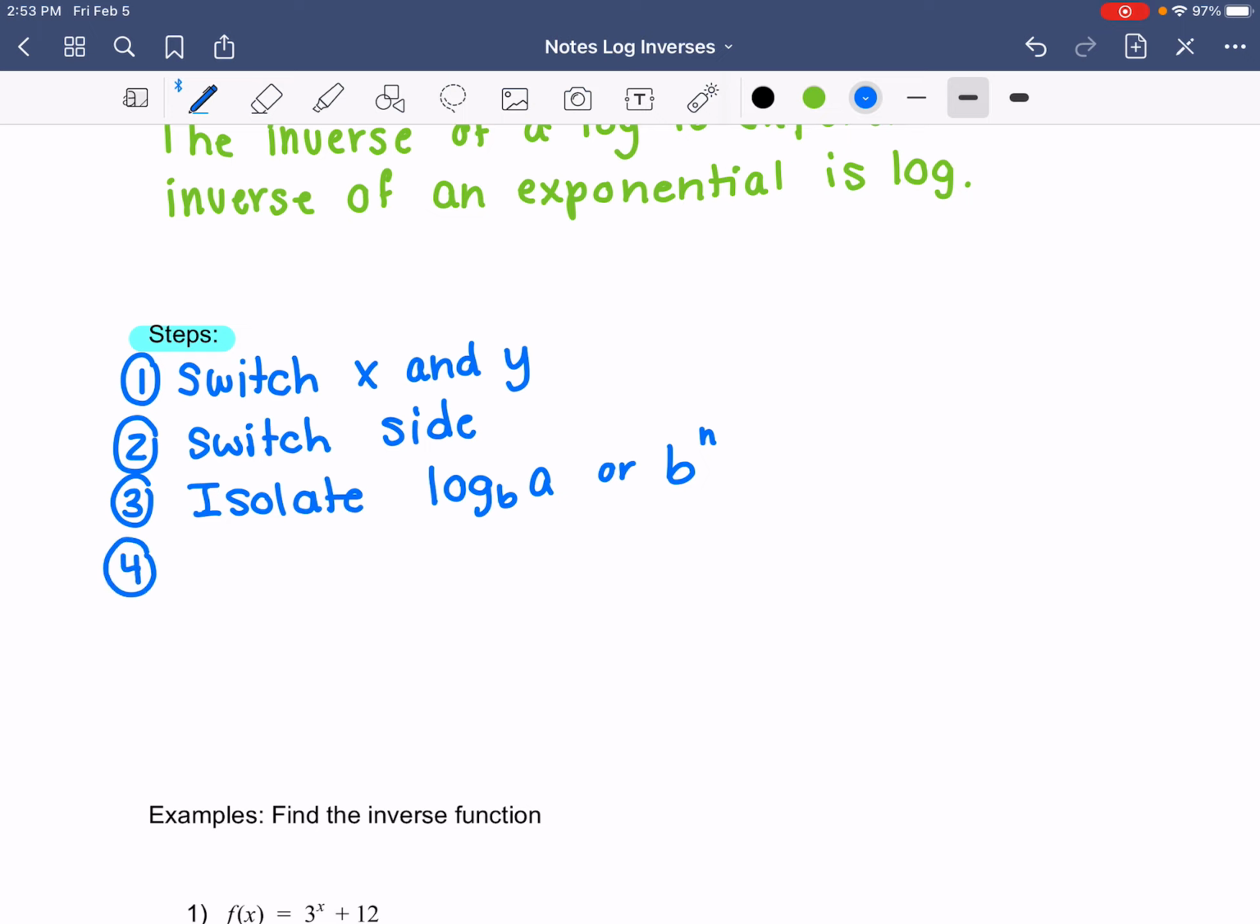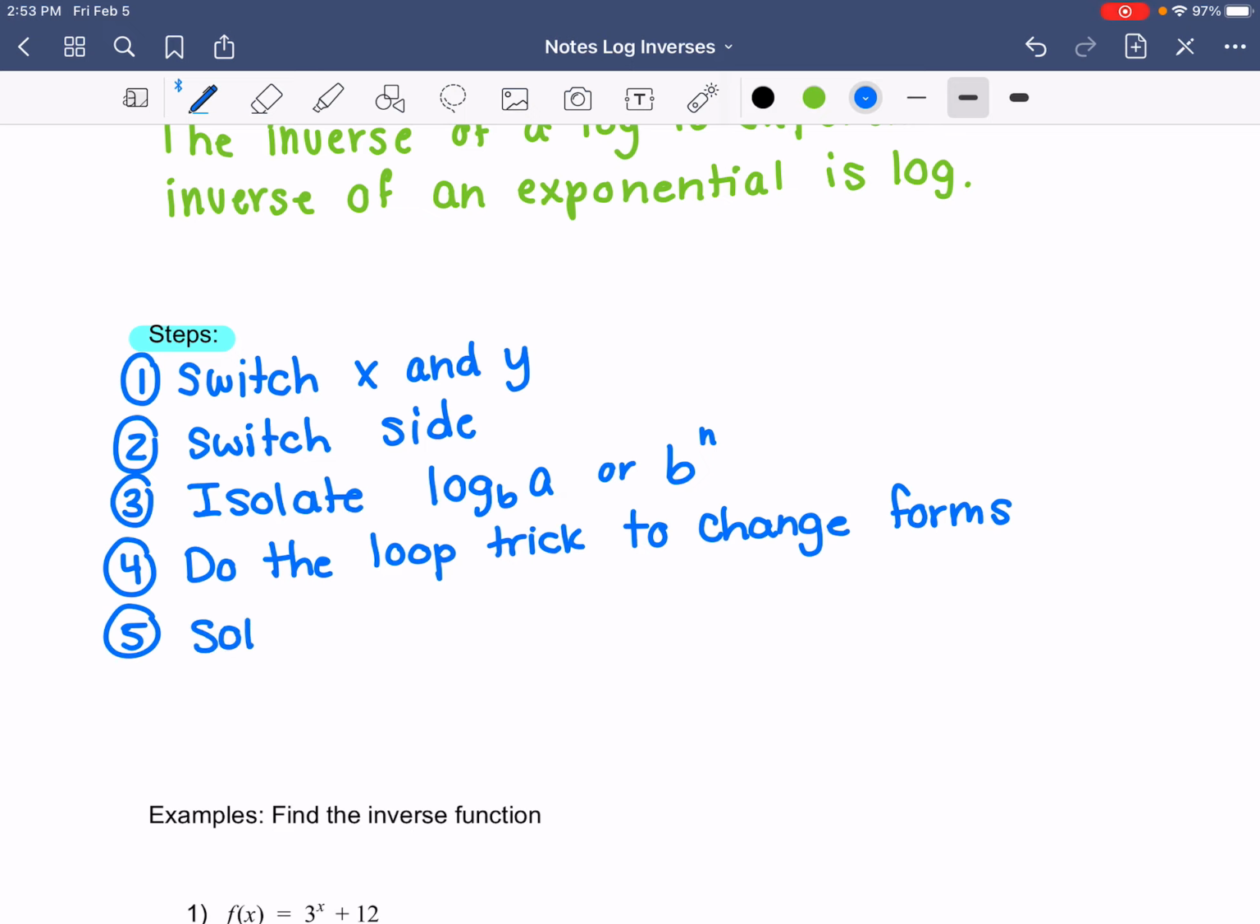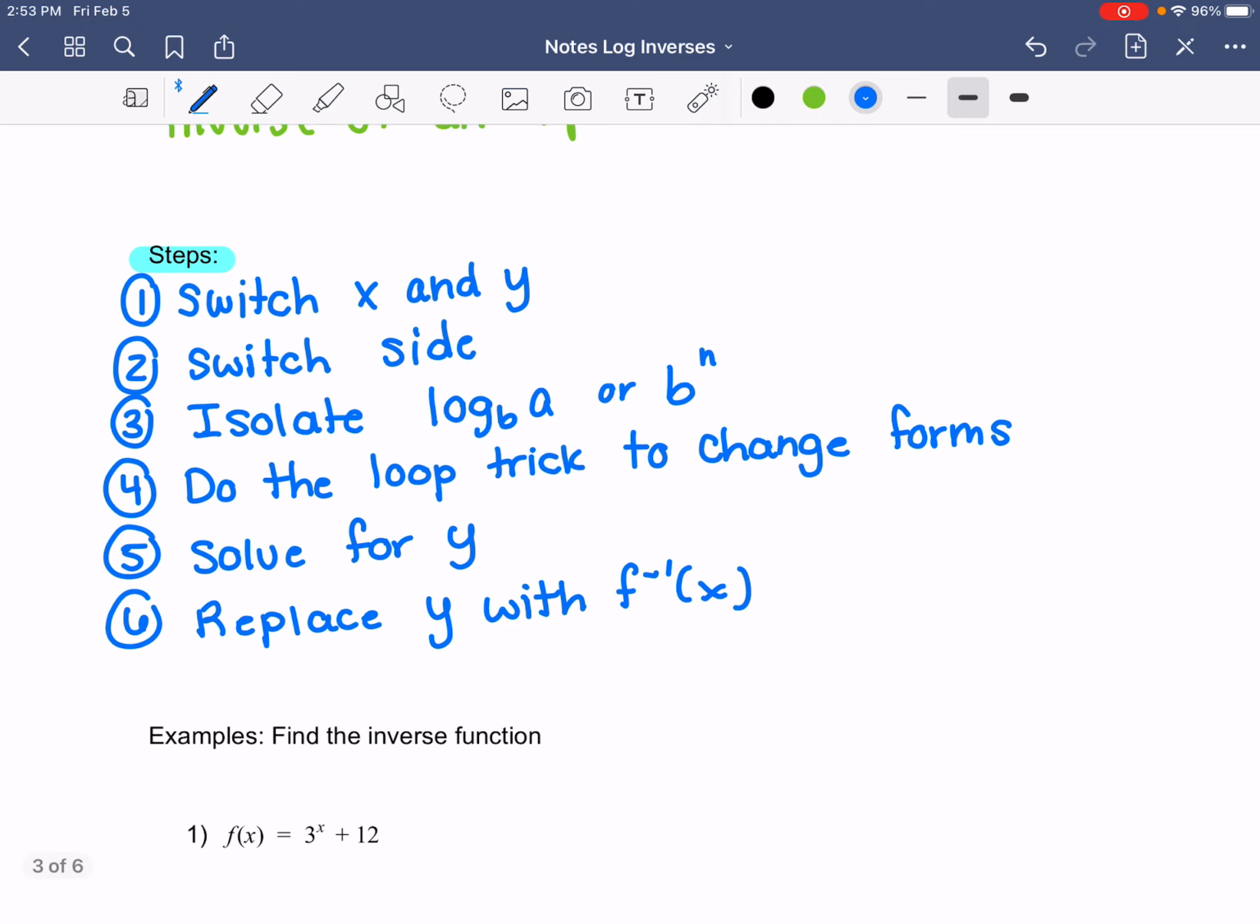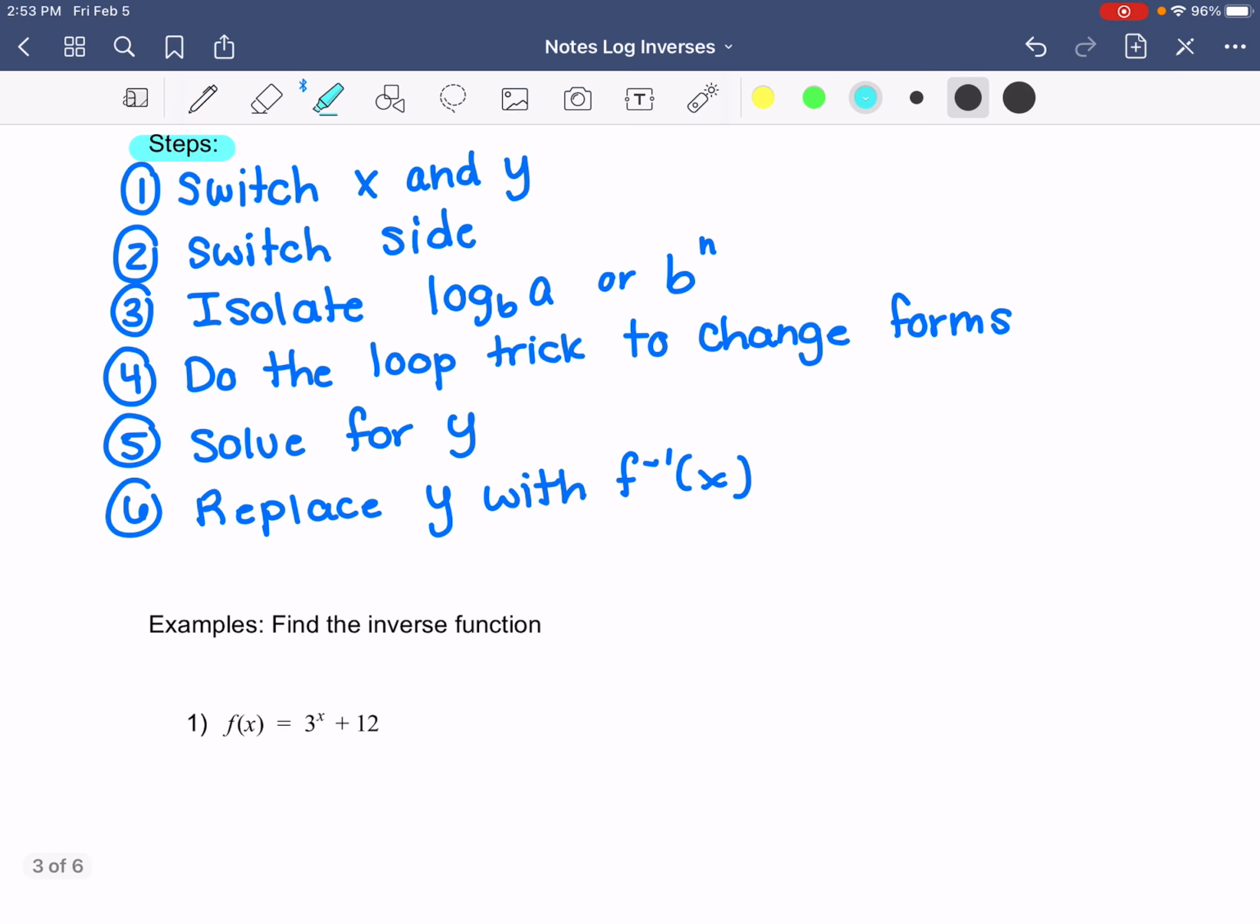Then you're going to do the loop trick to change forms. So this goes from exponential to log or log to exponential. Then you're going to solve for y. And the last step is to go back to function notation. Replace y with f inverse, or g inverse, or h inverse, whatever the original one had. All right, so let's do some examples. All of our examples are going to be find the inverse function.